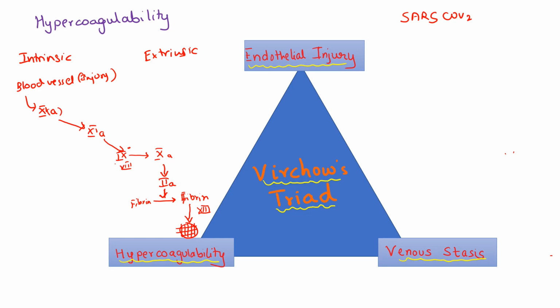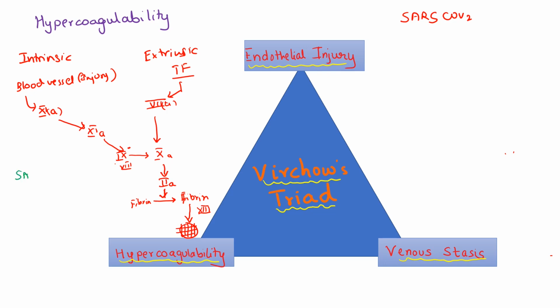Now in the extrinsic pathway, tissue factors play a major role, which cause activation of factor 7. This factor 7 causes activation of factor 10, leading again to clot formation. Now this is the coagulation cascade, and now we know how a thrombus is formed from the intrinsic pathway and the extrinsic pathway. Next, how SARS-CoV-2 causes activation of all these factors leading to clot formation.